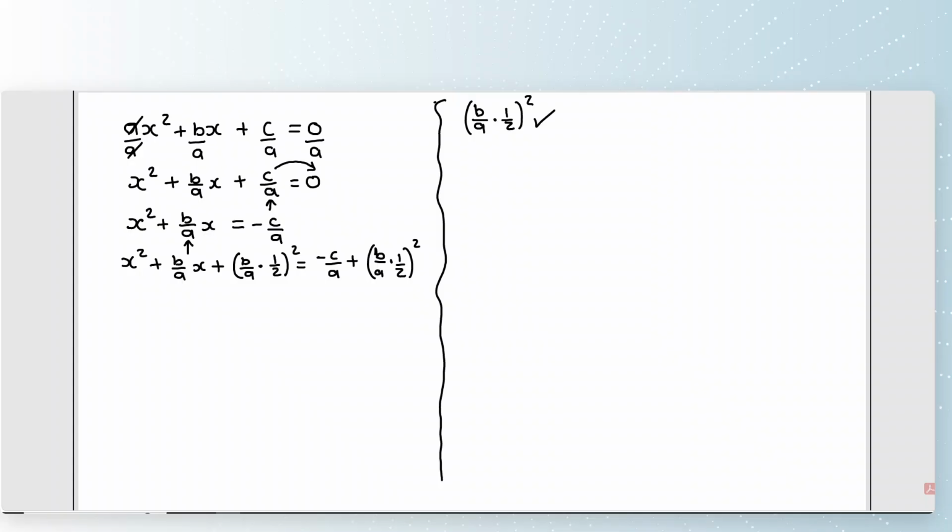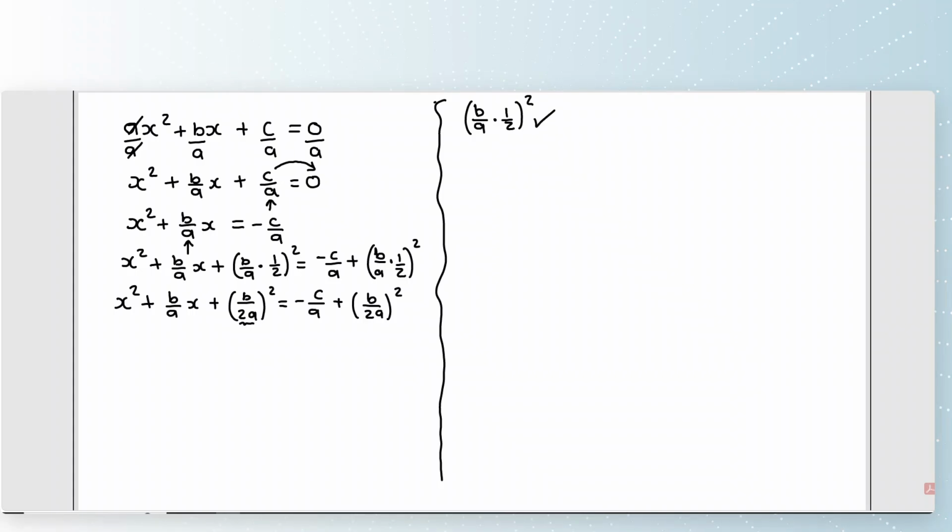Now we must multiply what's inside the bracket. x squared plus b over a x plus b multiplied by 1 is going to be b, a multiplied by 2 is going to be 2a. And then we have that squared equals negative c over a plus, we're going to have the same thing, b over 2a squared. Great. Remember what I said last time? I said the number you get inside the bracket before you square, that's going to be your factor. Keep that in mind. We're going to need it.